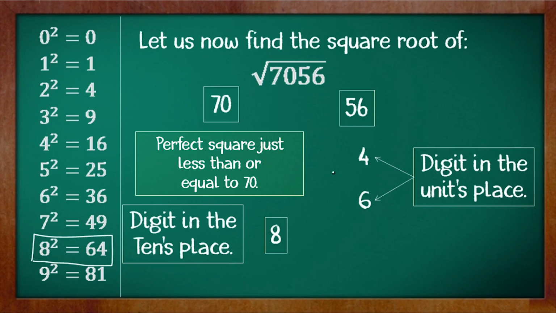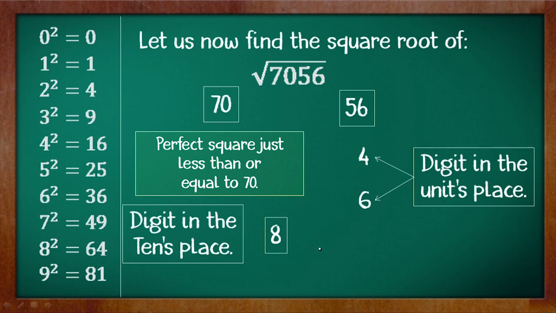So what is the number? The number is either 84 or 86. That is, 84 square will be 7056, or 86 square will give us 7056. So now we need to choose a number between 4 and 6 to put in the units place.